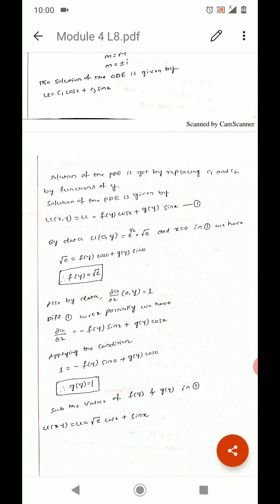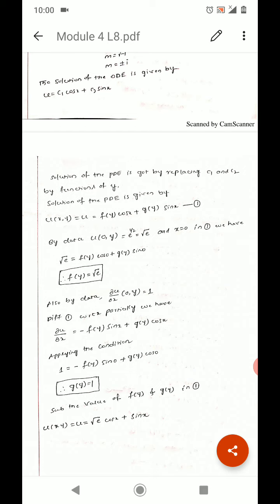Now replace the arbitrary constants c1 and c2 by arbitrary functions of y. Since u is a function of x, we have to replace the arbitrary constants by functions of y. So that becomes u is equal to f of y cos x plus g of y sin x. So u can be written as u of x comma y. So this is equation 1.